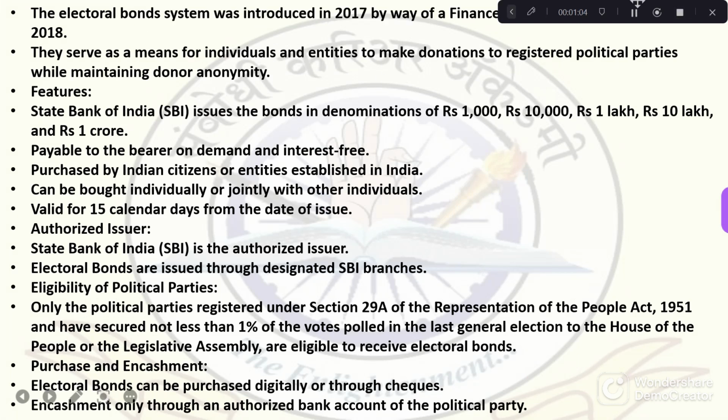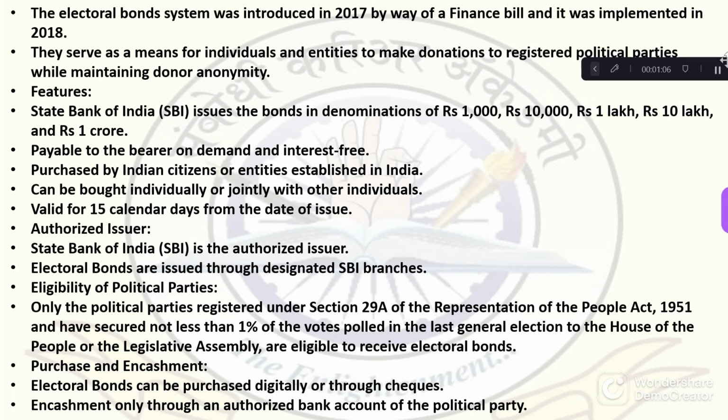Electoral bonds were started in 2017. For what? They were used for donations to the political parties. It was basically like a blank slip of cheque that we can give to the political party anonymously. It means your identity will not be revealed on that electoral bond. Only from the State Bank of India can these electoral bonds be purchased, and it is like a bearer demand, and it is interest free.